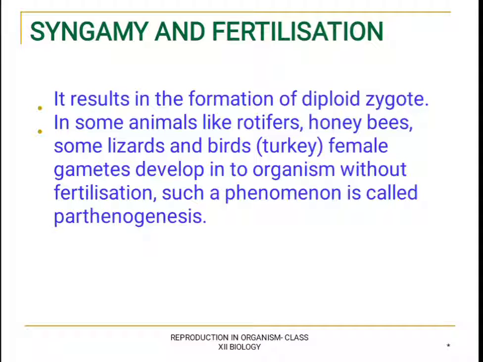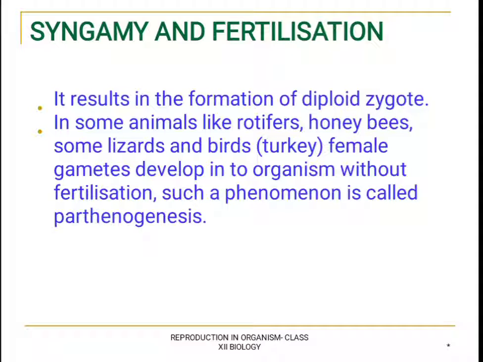The first one is external fertilization. In the majority of aquatic organisms like algae, fish, and amphibians, the process of fertilization takes place outside the body of the organism, that is in water. This type of gamete fusion is called external fertilization.